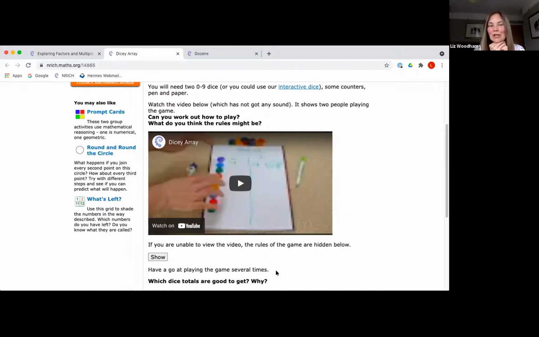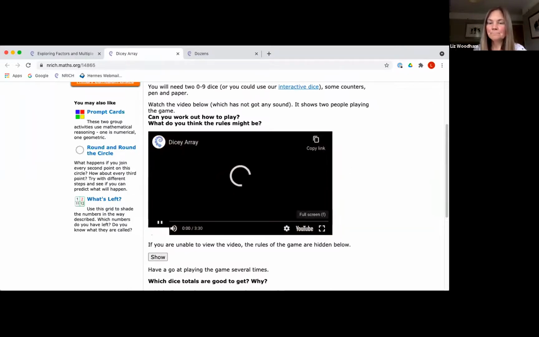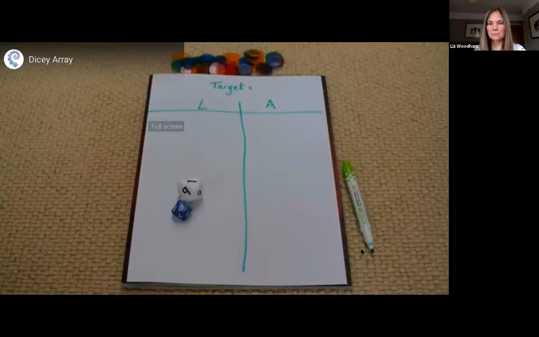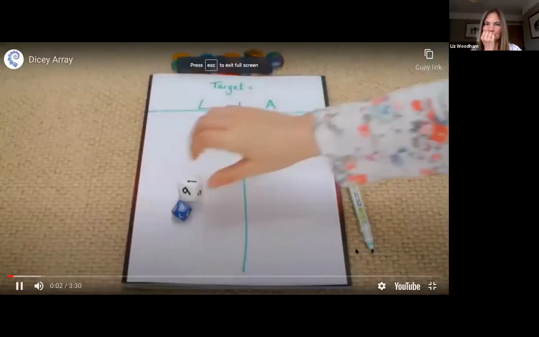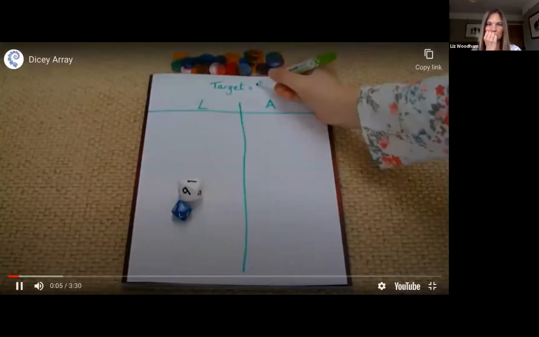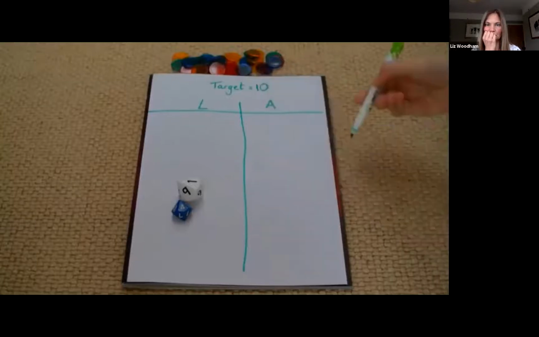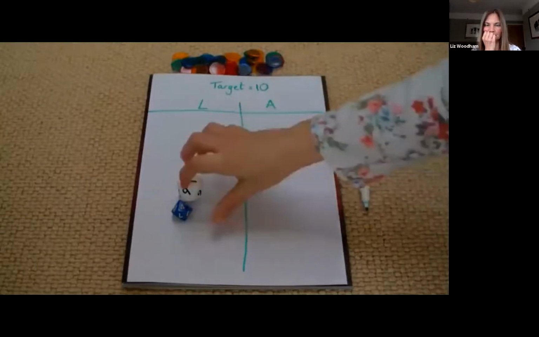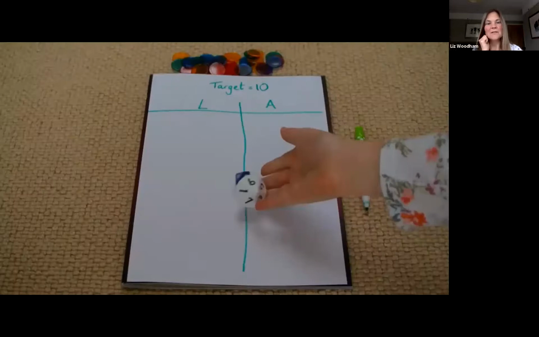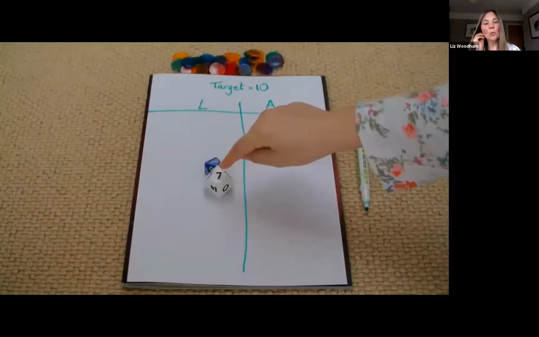And while you're watching, I'd like you to think about how you think you play. What do you think the rules of this game could be? Let me make this bigger. So that's a 7 and a 1 that's been thrown on the dice.